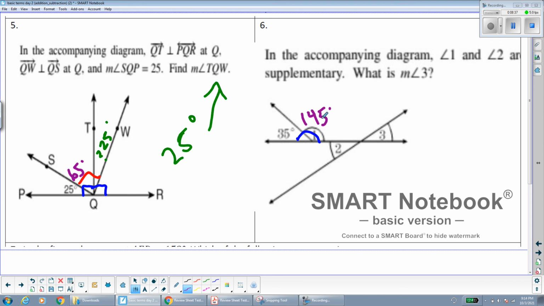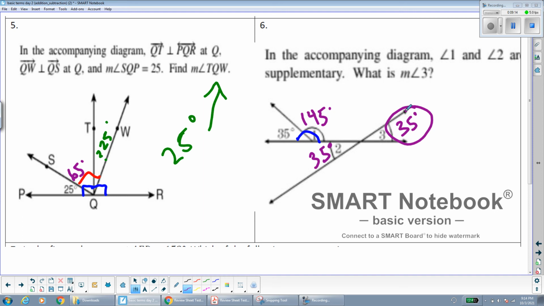Now, since angle 1 and angle 2 are supplementary to each other, to find angle 2, all I need to do is 180 minus 145, and that should give me what angle 2 is. Let me write that here. That is 35 degrees. And now to find out the measurement of angle 3, angle 2 and angle 3 are vertical angles. They come out of the same point and they're non-adjacent. They don't touch each other. So we call those vertical angles. They look like they're opposite from each other. Vertical angles are always congruent. So if angle 2 is 35 degrees, angle 3 is 35 degrees as well. And we have found the measurement of angle 3.